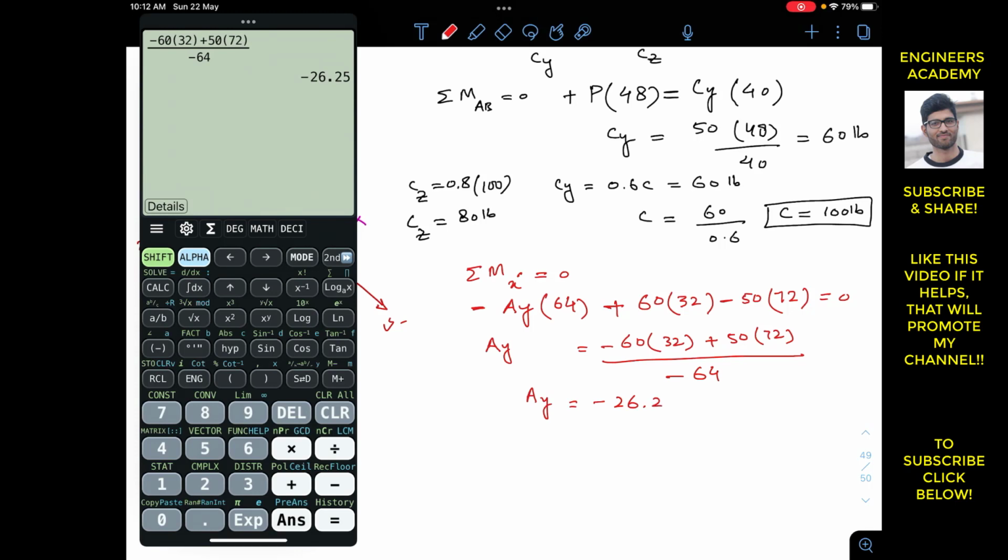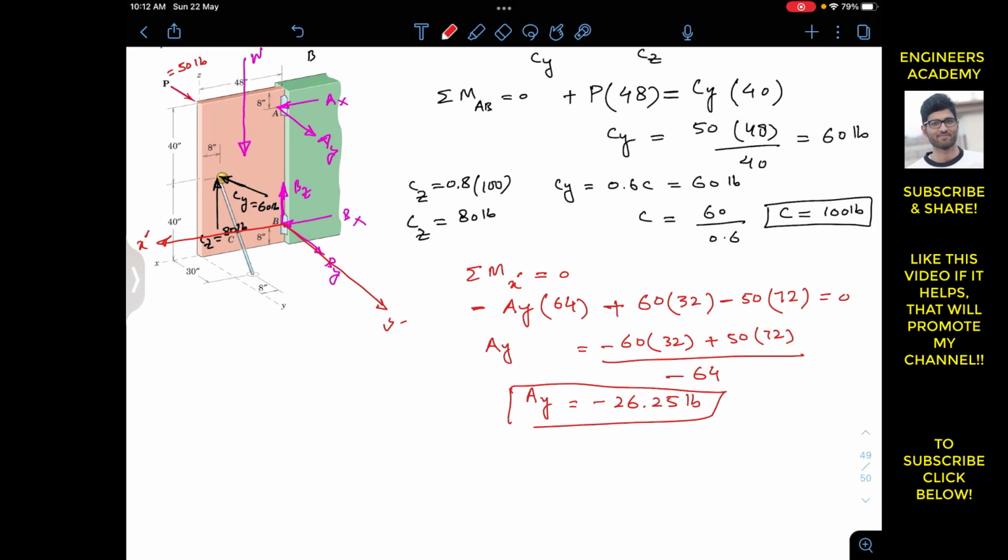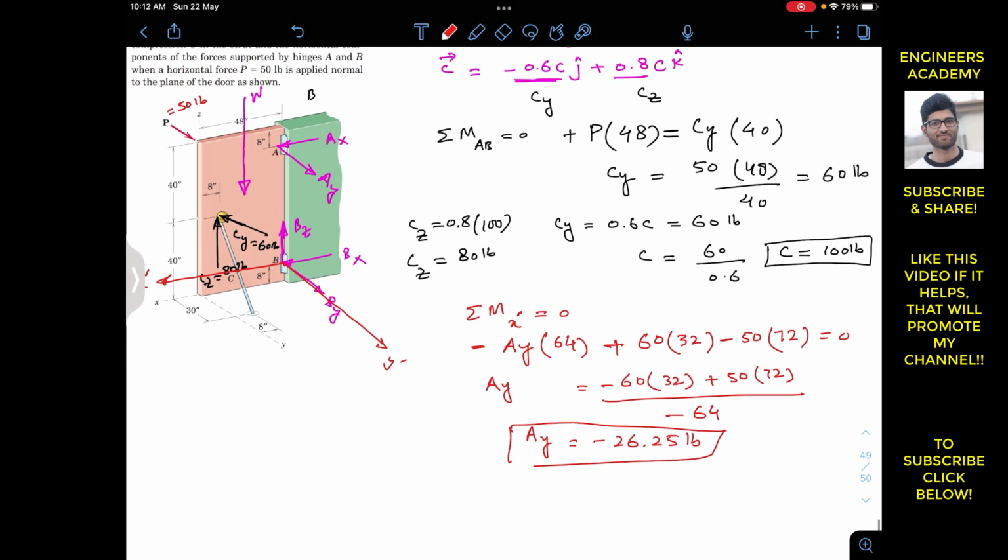So AY equals minus 26.25 pounds. The negative sign tells us that the assumed direction of AY is not accurate; it is acting in the opposite direction. Since we assumed AY is acting in the positive Y direction, it is actually acting in the negative Y direction, and its magnitude is 26.25 pounds.